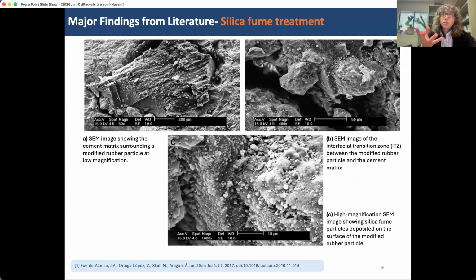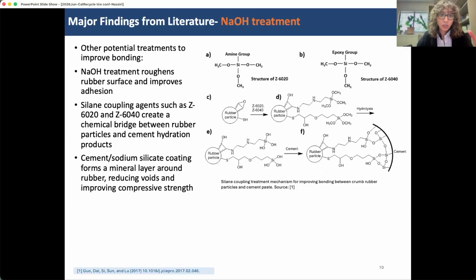And that study also provided some evidence, some microscopic images. This is that tire particle that now is covered with that mineral, with silica fume. And you can see these silica fume particles completely deposited on that tire and helping facilitate that interface not being rubber anymore and more being covered and coated with a mineral type material more compatible with the cement environment, and helping with what we call those interfacial transition zones, which are typically the weak point in any composite material.